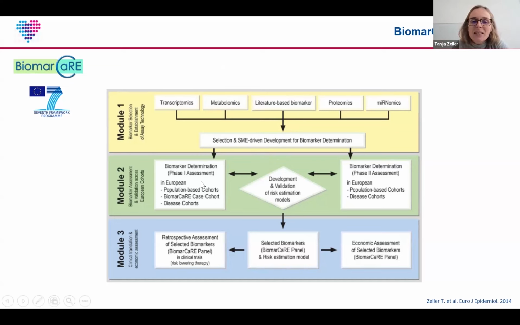And we then wanted to conduct a phase 1 assessment, let's say in half of the cohorts, where we measured all of the different markers and omics parameters. Then we developed and validated statistical methods for risk assessment, and the biomarkers that were successful in the first phase went to a second phase in order to validate. And in the end, it was the aim to come up with a so-called BiomarCaRE panel of markers that might improve the risk prediction across Europe.